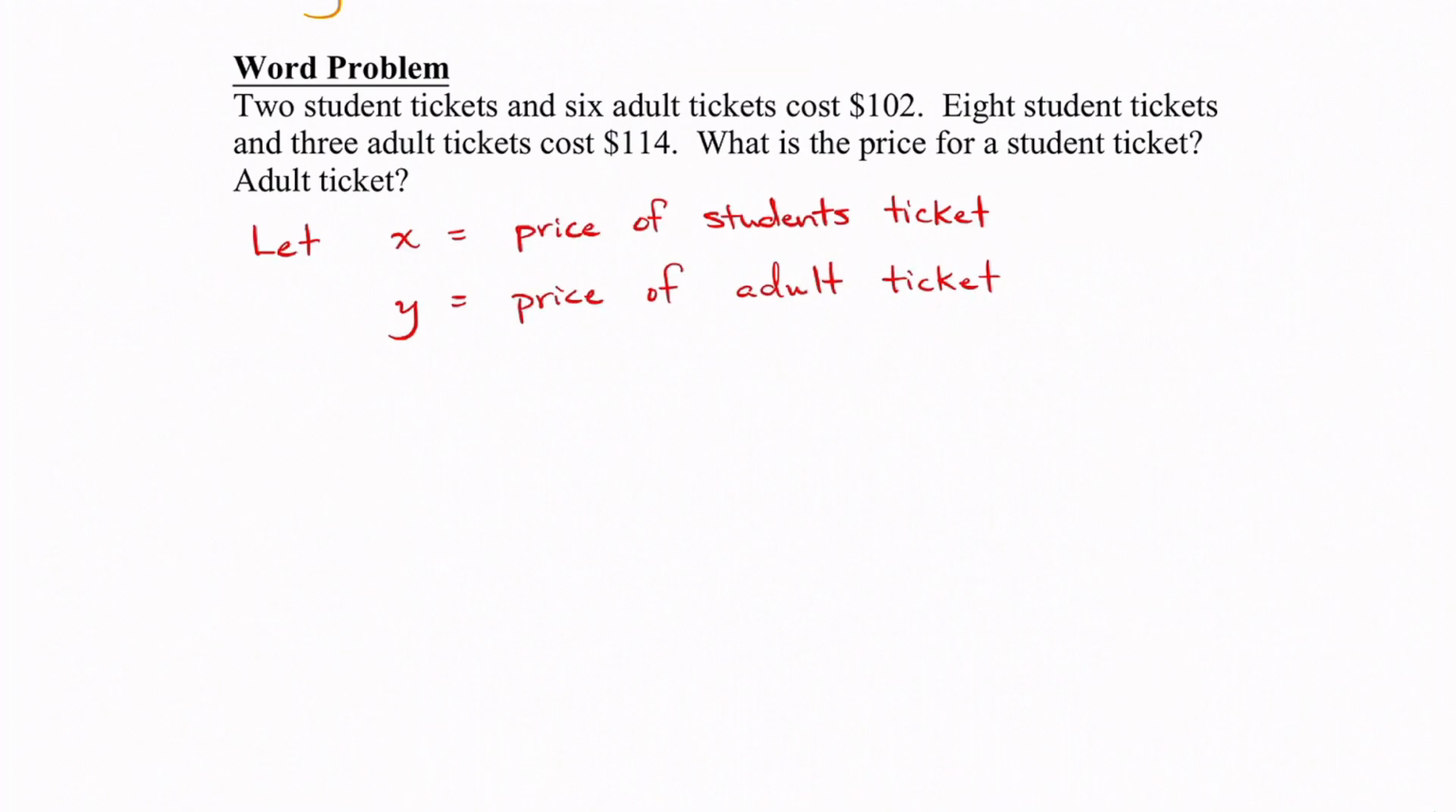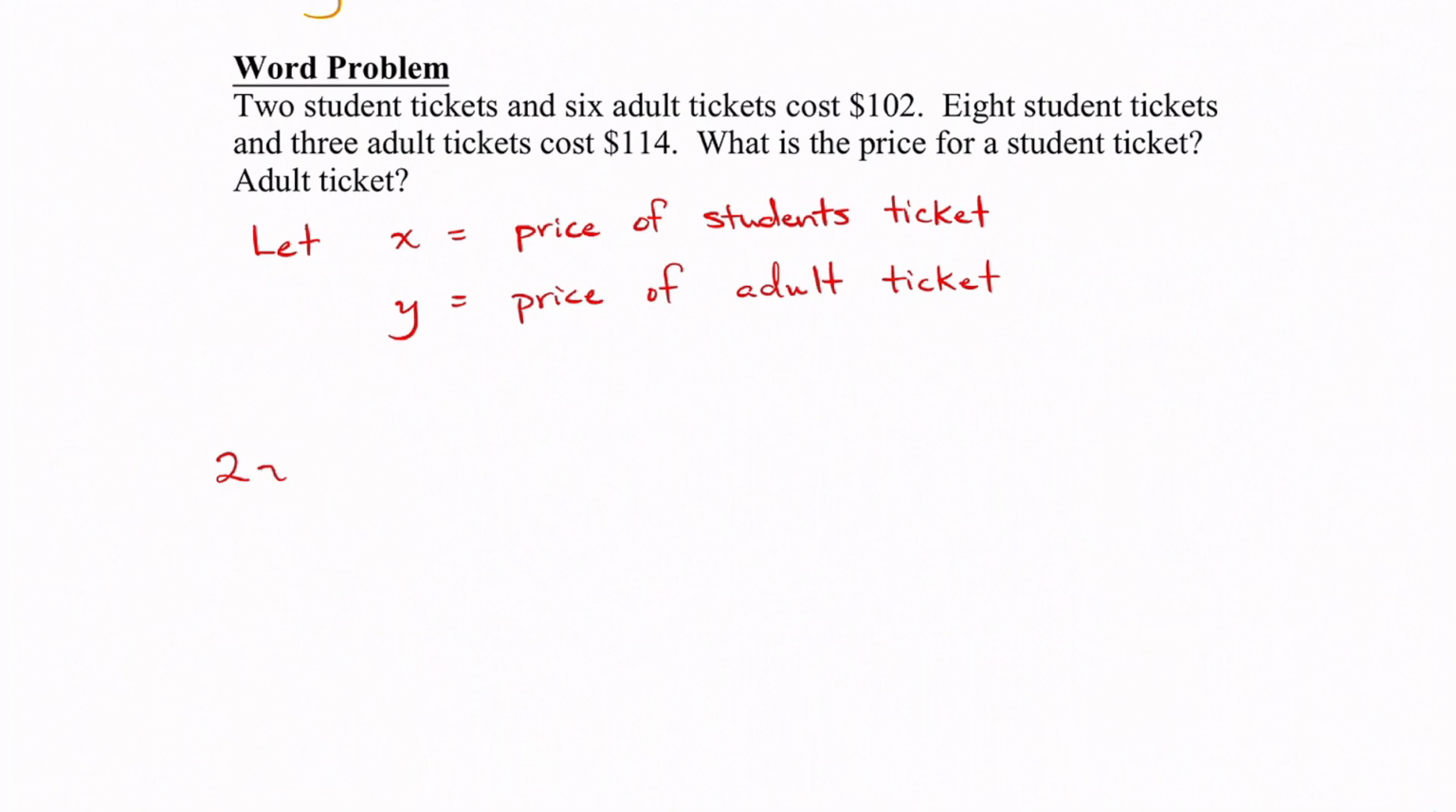So now that I've stated that, I can start to make my equations. It said 2 student tickets and 6 adult tickets cost $102. So let's say a ticket was $10. If you had 2 student tickets, 2 times $10, it'd be $20. But I don't know how much the ticket is. What I did there was I took the number, I had 2 of them, and I multiplied by how much they're worth. So I'm going to take 2 student tickets and multiply by how much they're worth.